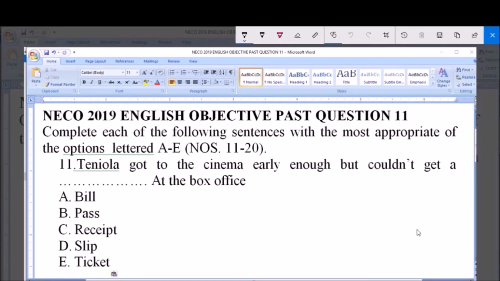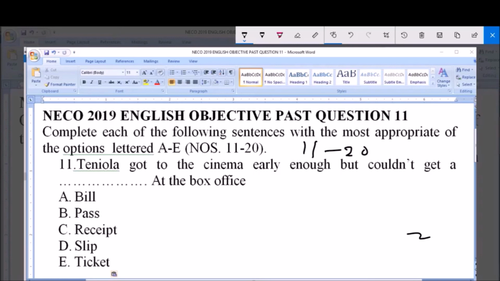This is NECO year 2018 English Objective Past Question. Question number 11, and the instruction here says complete each of the following sentences with the most appropriate of the options lettered A to E. We are using this instruction to answer questions 11 to 20, and this is where the use of English lies.